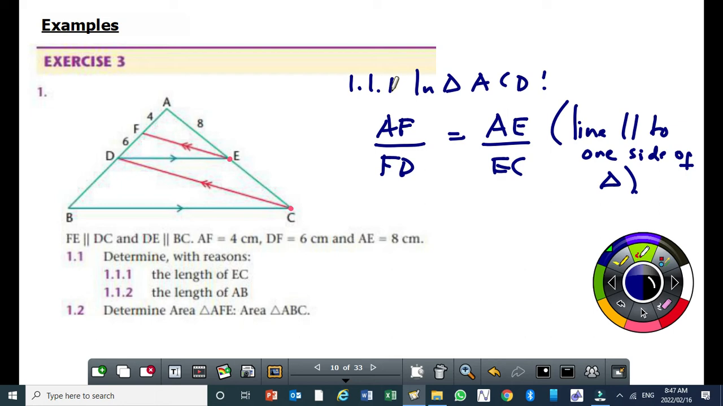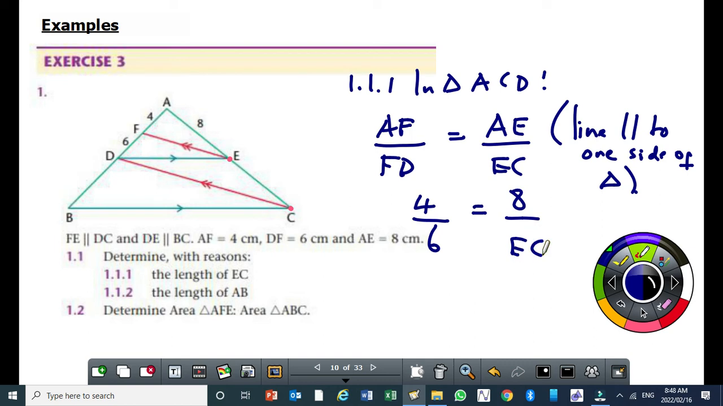So if you prefer to write proportion theorem, then you state the lines that are parallel, it's fine. For this question, you write proportion theorem, then you must state that FE is parallel to DC. The good thing is this question is so easy. You just substitute AF, which in this case is equal to 4 units, so 4 centimeters. Then DF is equal to 6, and AE is equal to 8, all over EC.